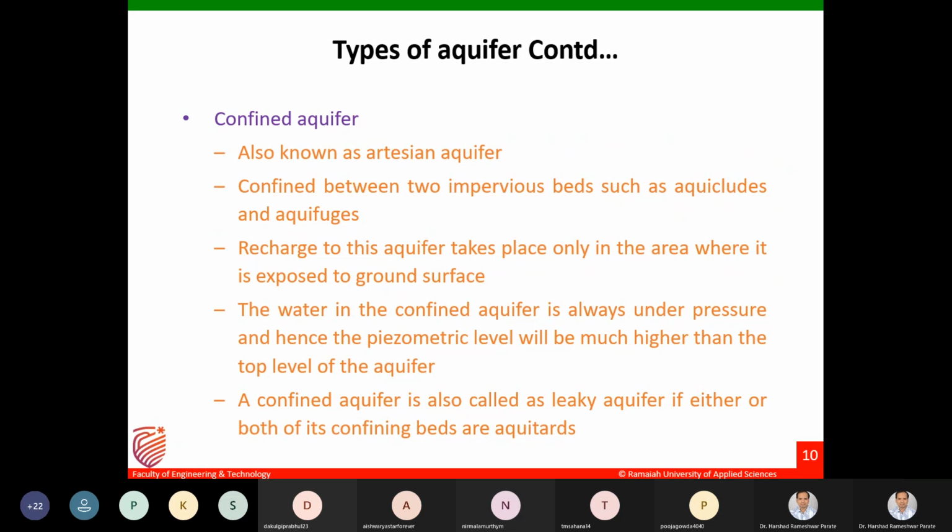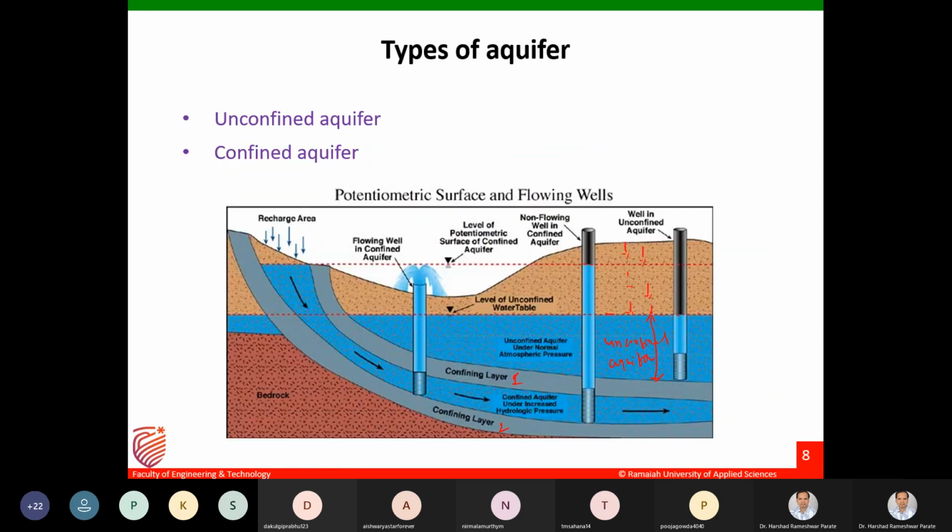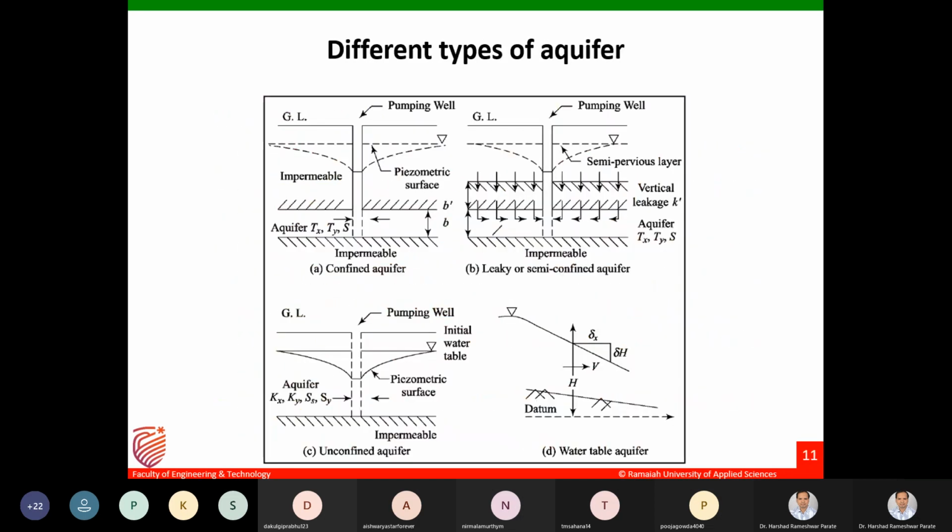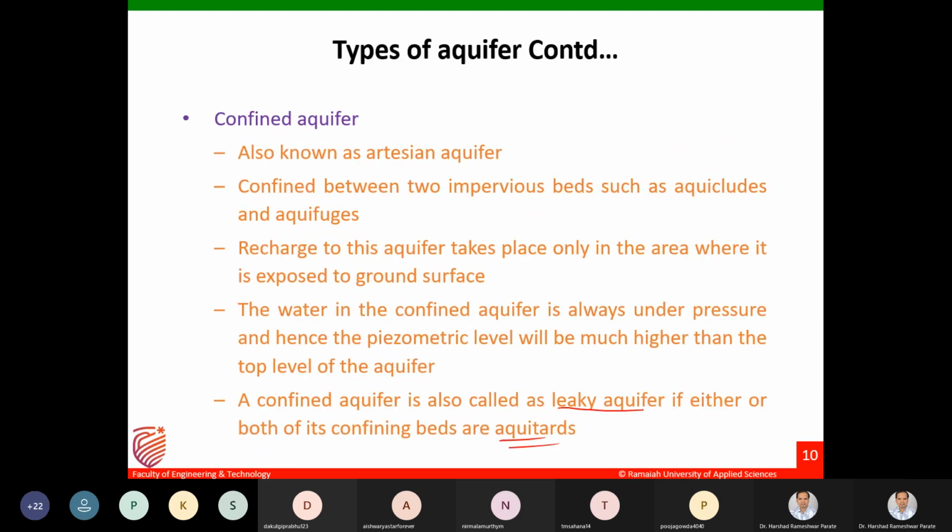A confined aquifer we also call a leaky aquifer if either or both of its confining beds are aquitards. If one of the beds or both the beds of the confining layers is made of aquitard, that means a sandy clay unit where the water leaks, then we call these aquifers a leaky aquifer. In the figure it is explained, you can refer to it.